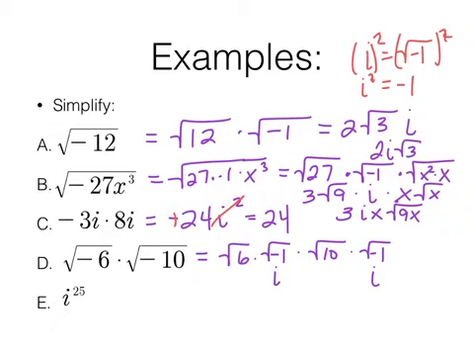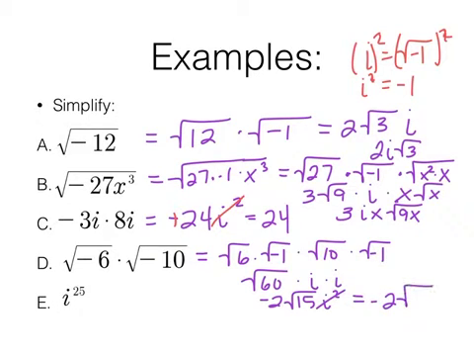I can't simplify the square root of 6 or the square root of 10 by themselves, but if I put them together and make it square root of 60, that I can simplify. So let me get rid of these i's real quick. Let me put this back together and make it square root of 60 times i times i. 60 has a perfect square factor of 4 in it, so that's 2 root 15. So 2 root 15 i squared. i squared is a negative 1, so negative 2 square root 15.